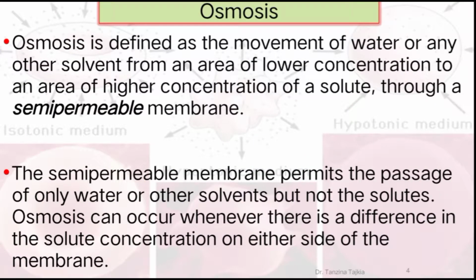At first, osmosis. Osmosis is defined as the movement of water or any other solvent from an area of lower concentration of solute to an area of higher concentration of solute through a semi-permeable membrane. The semi-permeable membrane permits the passage of only water or other solvents but not the solutes. Osmosis can occur whenever there is a difference in the solute concentration on either side of the membrane.